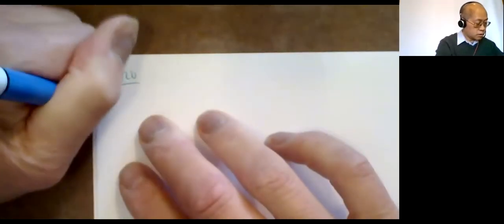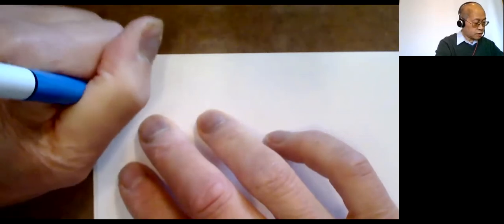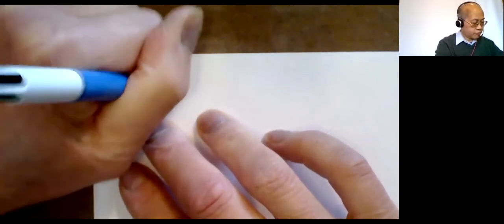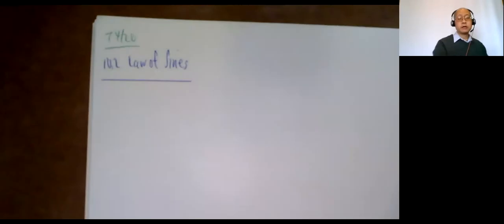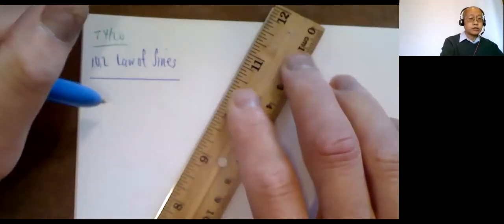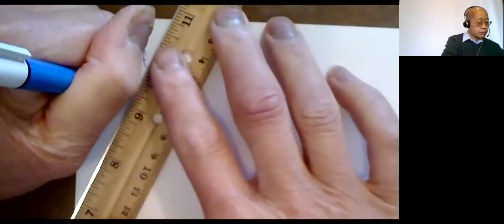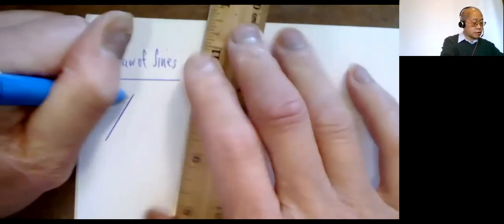So Tuesday the 20th, 10.2. We'll start off with the Law of Sines. And I'll show you a derivation of the Law of Sines. Okay, so you do not have to have a right triangle. It can be any triangle.